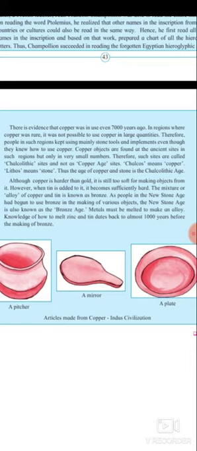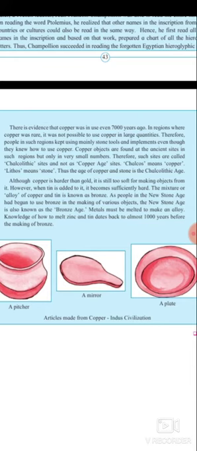Metals must be melted to make an alloy. Knowledge of how to melt zinc and tin dates back to almost 1,000 years before the making of bronze.